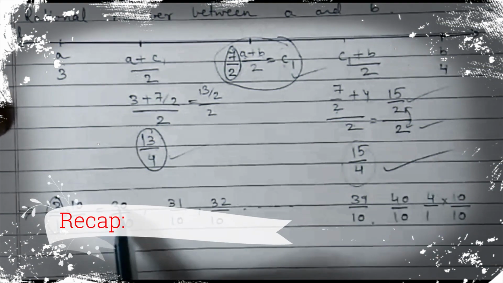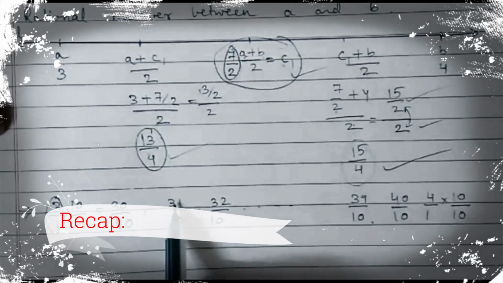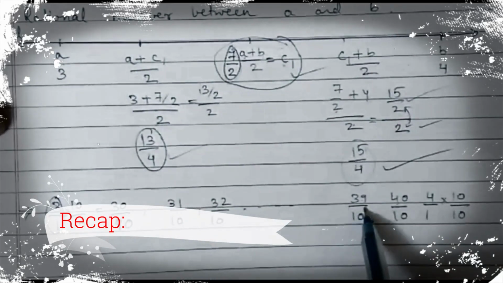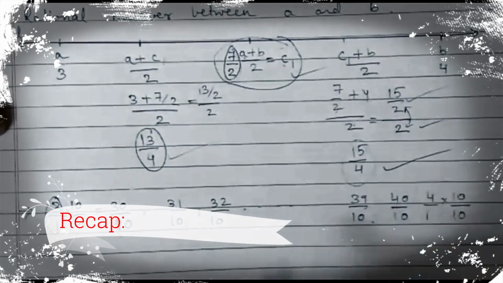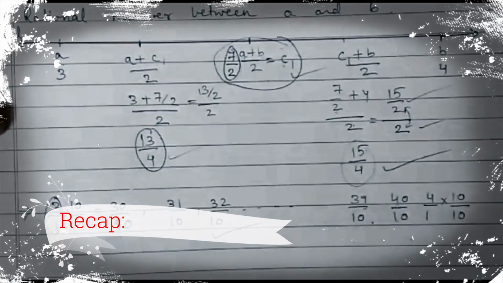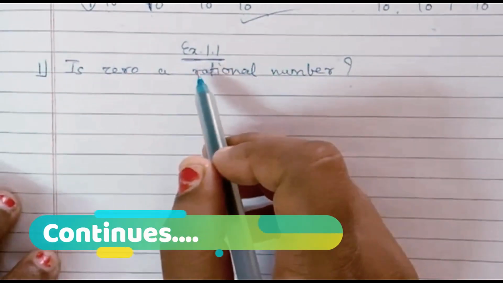Okay, so all the numbers between 30 and 40, that means it will be 31 upon 10, 32 upon 10, 33 upon 10, up to 39 upon 10. So this is the easiest way to find out the rational numbers between any two rational numbers. So let us start with our first exercise of this chapter.